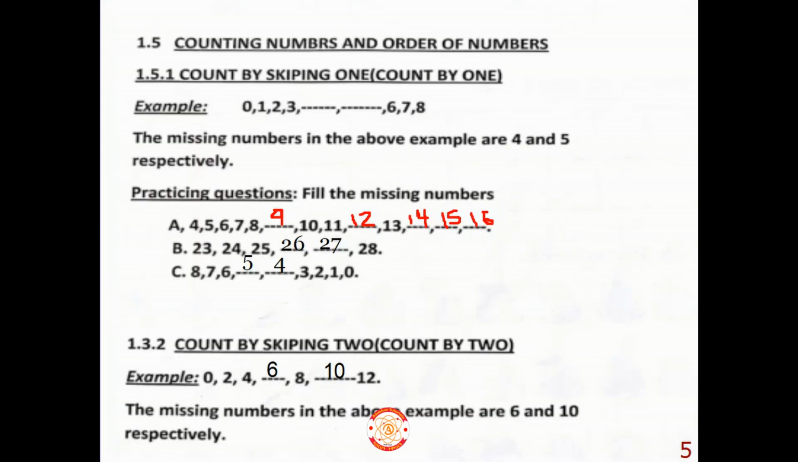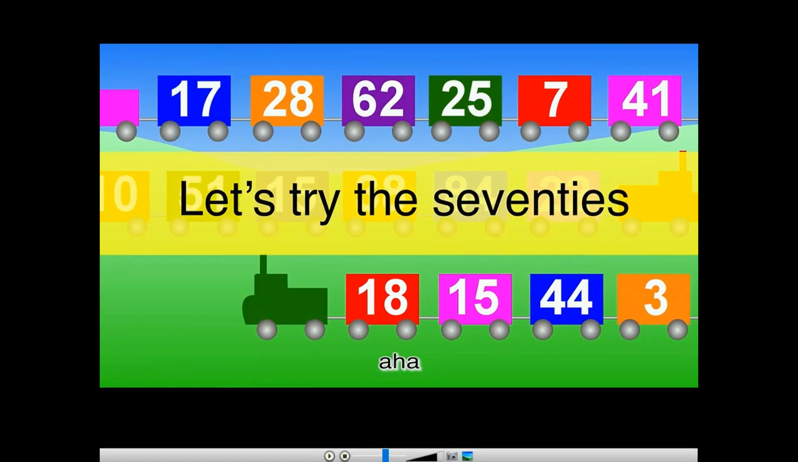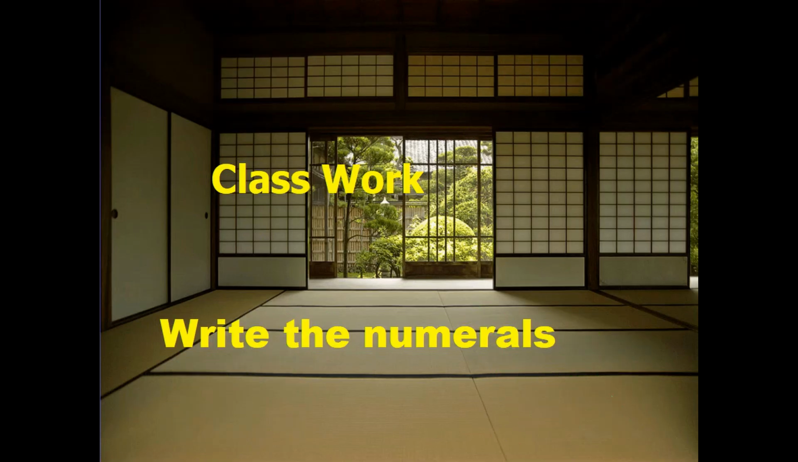Now, before we see the examples, take a look at this movie or video, and then we'll come back to the classwork. All right, students. I hope you have seen numbers starting from 41 up to 16. They are numerals with their corresponding words. So now let's see. I will give you one classwork here. It says write the numerals.